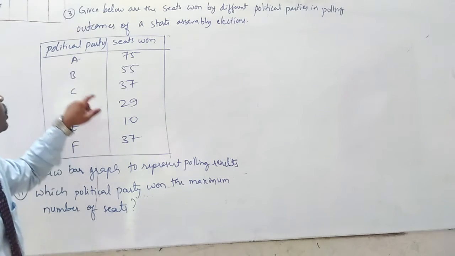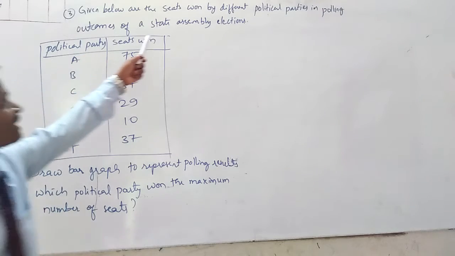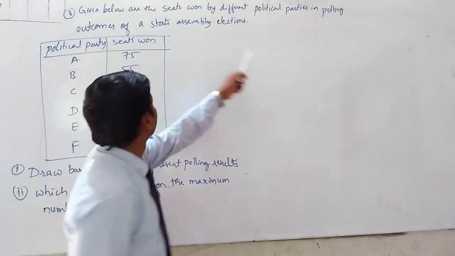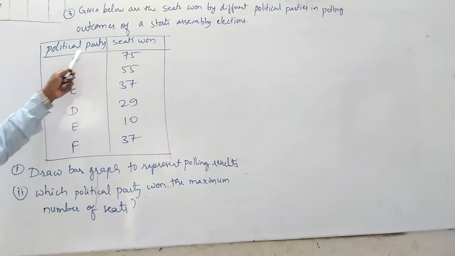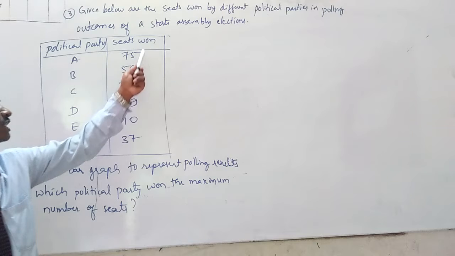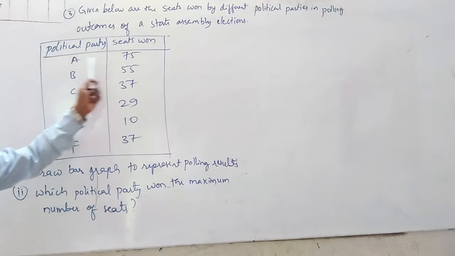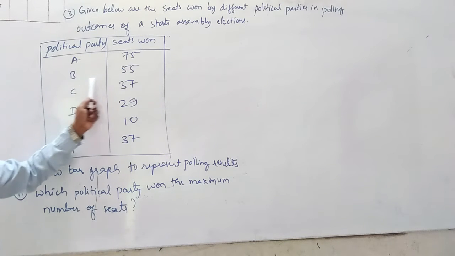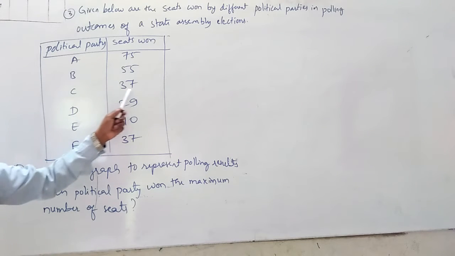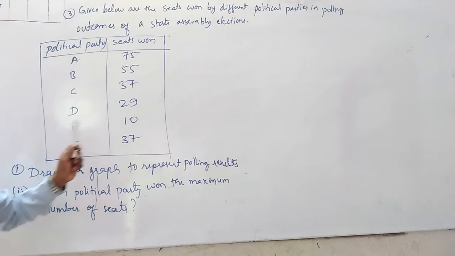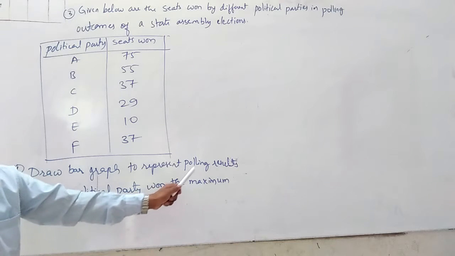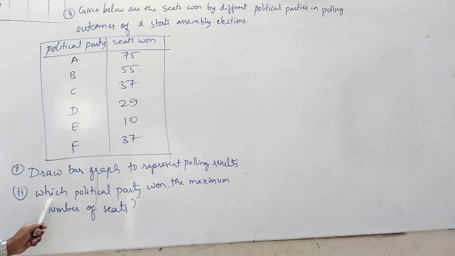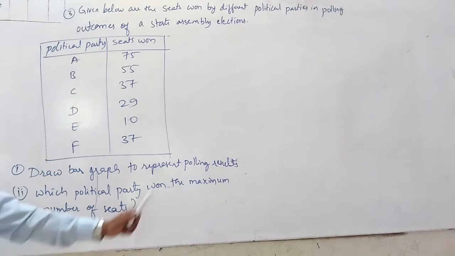Now, the next question. Given below are the seats won by different political parties in polling outcomes of a state assembly election. Party A won 75 seats, party B won 55 seats, party C won 37 seats, party D won 29 seats, party E won 10 seats, party F won 37 seats. The first question is, draw the bar graph to represent the polling results. The second question is, which political party won the maximum number of seats?